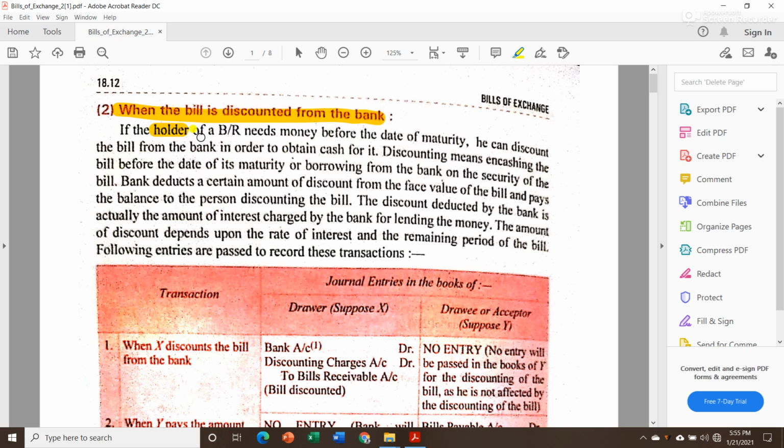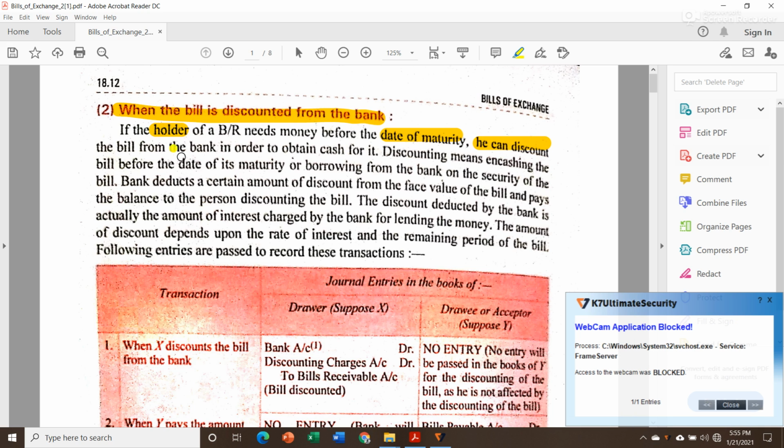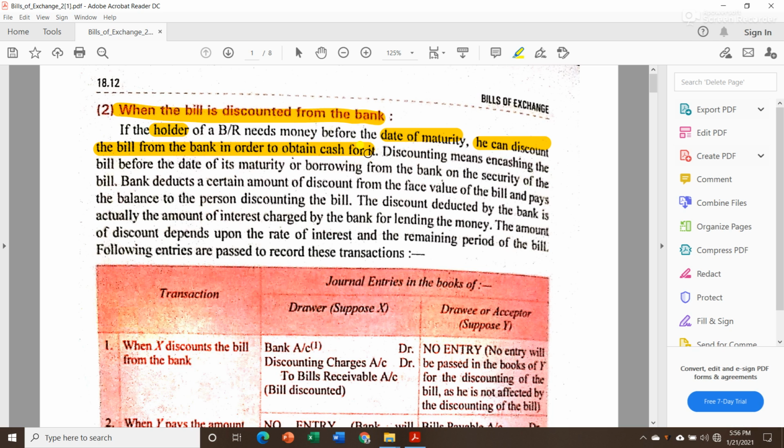Now if a holder of a bill receivable needs money before the date of maturity, the date of maturity has not yet arrived, but still the holder needs money. So what he can do is discount it from the bank in order to obtain cash for it. So when he takes that bill to the bank, then he can take cash from the bank.